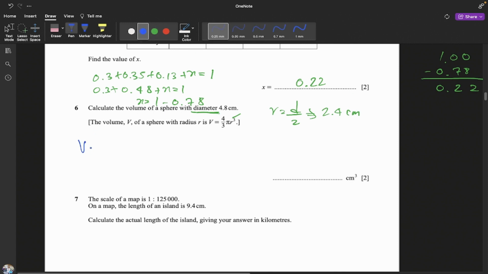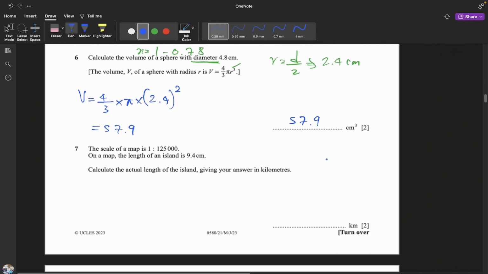So volume can be found as 4 over 3 multiplied by pi multiplied by 2.4 squared. If you put all of these values into the calculator, you will get something like 57.9. So the answer is 57.9 centimeters cubed. They will give the answer in a range, so you don't have to worry about the exact answer. It should be somewhat close to 57.9.